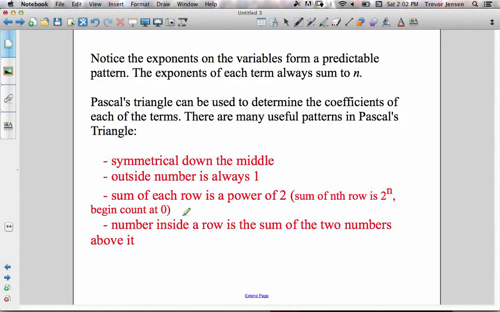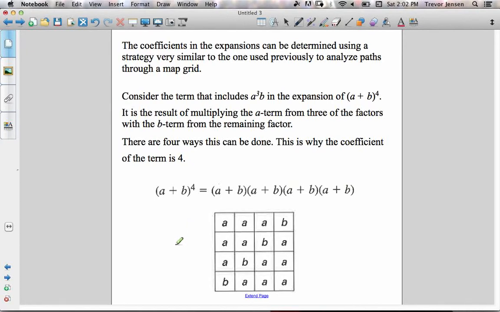And like I said, we're now going to use combinations to figure out coefficients instead of using Pascal's triangle. The coefficients in the expansions can be determined using a strategy very similar to the one we used when analyzing pathways through a map grid. That's why those two types of problems are in the same lesson.